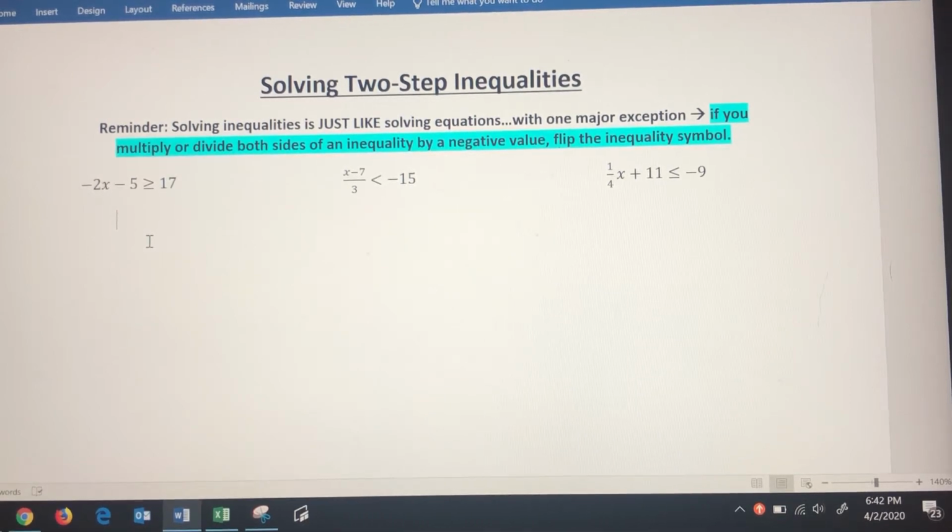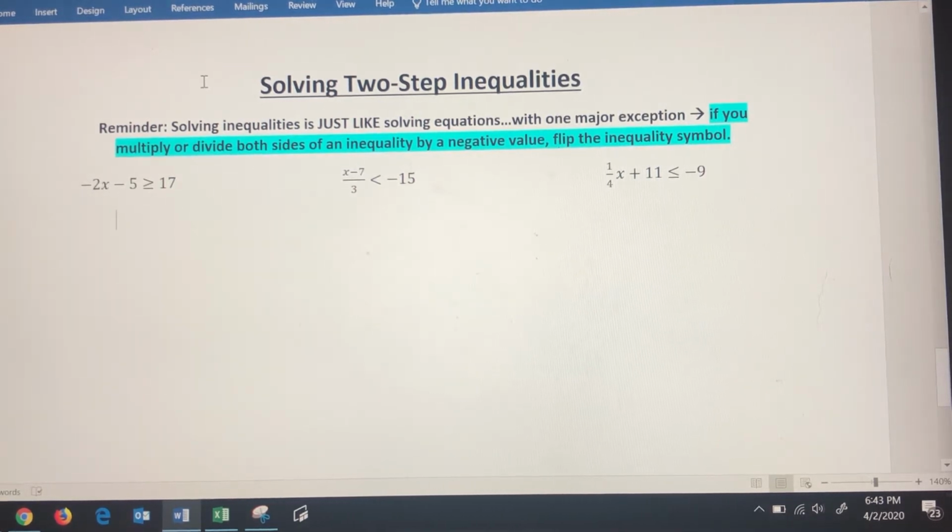This video is about solving two-step inequalities. Okay, just like before, when we're solving inequalities, it's just like solving equations, but there's one major exception. If you multiply or divide both sides of an inequality by a negative value, you're forced to flip the inequality symbol. Okay? All right, first inequality, negative 2x minus 5 is greater than or equal to 17.